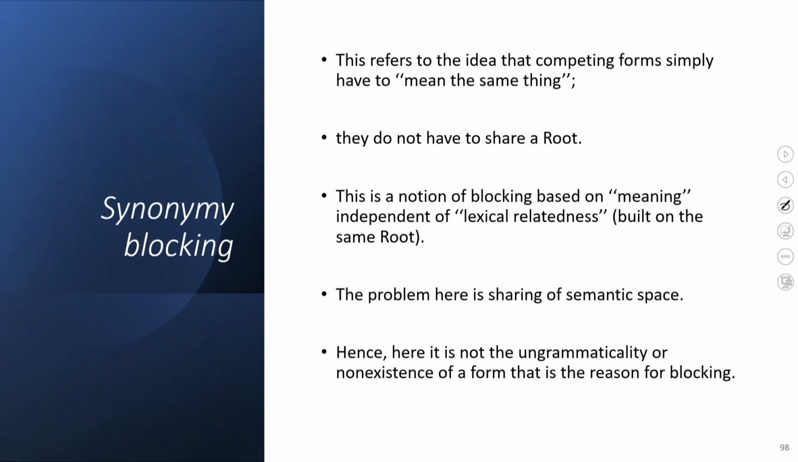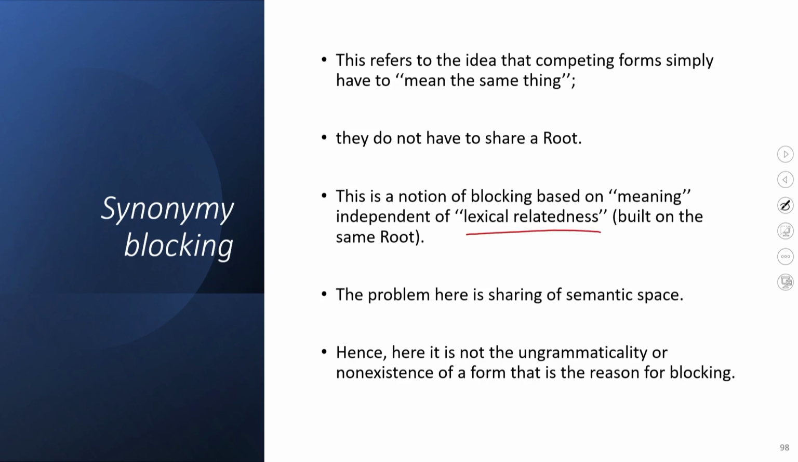Now, there is another aspect of it which is called synonymy blocking. This refers to the idea that competing forms simply have to mean the same thing. They do not have to share a root, they can simply mean the same thing and you will still see the blocking effect. For example, the word stealer versus thief. Stealer is somebody who steals, thief is also somebody who steals. So, they do not share the root, but they mean roughly the same thing. This is a notion of blocking based on meaning, independent of lexical relatedness.